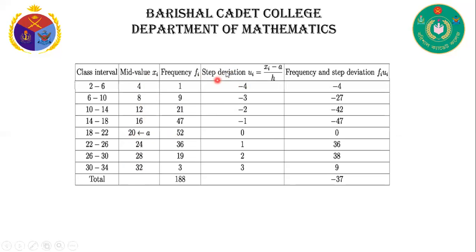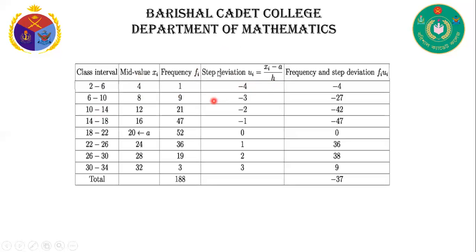Now our fourth step is the step deviation, ui. We know ui is equal to (xi minus A) by h. Here xi means the mid value, A means the approximate mean, and h means the class interval. Here the class interval is 6 minus 2, that means 4. 10 minus 6, that means 4. 14 minus 10, 4. 18 minus 14, that means 4. So h is equal to 4.